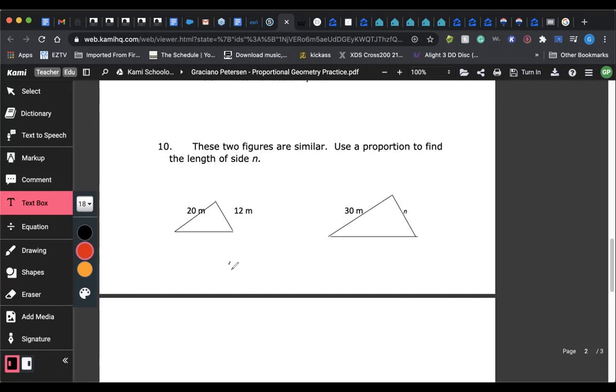20 over 12 equals 30 over n. Okay. All right, that's great. You can also do 20 over 30 is equal to 12 over n, right? Any of those is fine, but yes, as long as you set this up correctly, you're going to be able to solve it correctly. So remember to work through that as quickly as you can when you're working through those on the test.